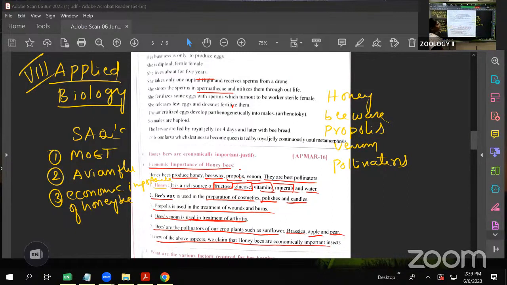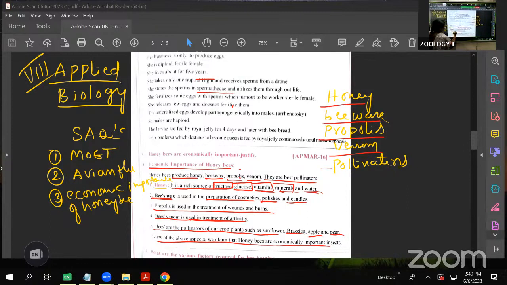One more time, see this one. Economic importance of the honeybee. The honeybee mainly produces honey, bee wax, propolis, and venom, and they help as pollinators for the plants. Here, honey is a nourishing, rich food having fructose, glucose, carbohydrates, vitamins, minerals, and water. Next, bee wax is used for the preparation of cosmetics, polishes, and candles.